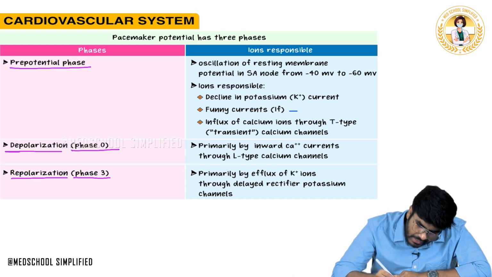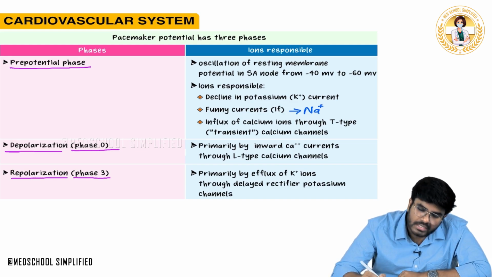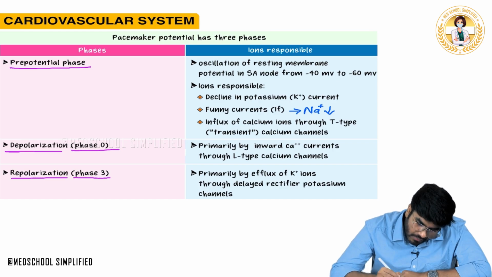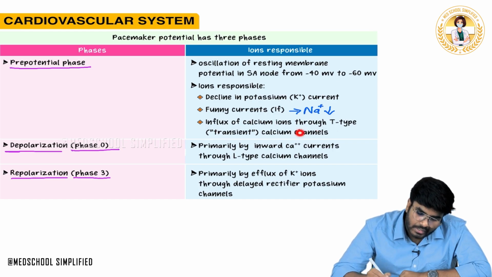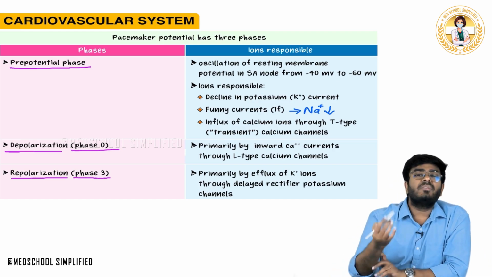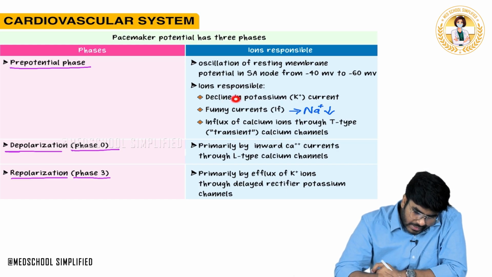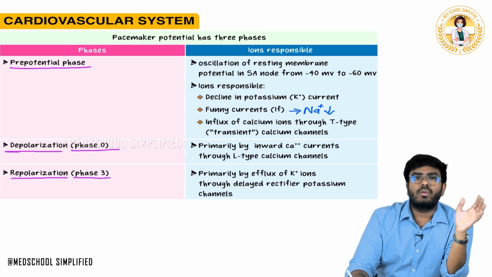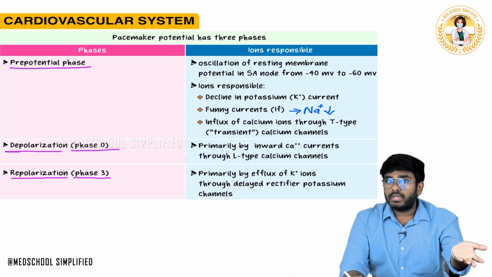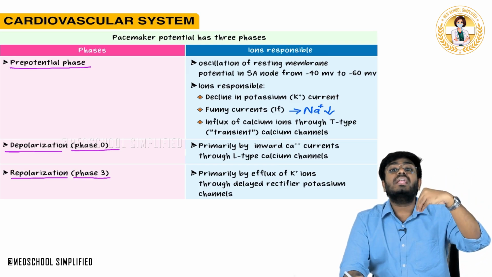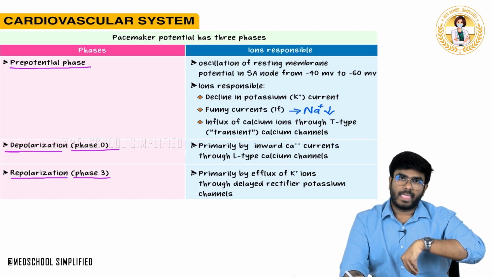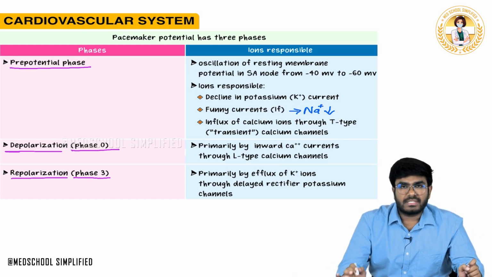This funny current is because of the entry of sodium ions into the cell, because of the influx of sodium, and also because of influx of calcium ions via transient calcium channels. Important point is, during this phase, potassium efflux also decreases. So there is a decline in potassium current. The potassium ions going out of the cell actually decrease. So positive charges are not going out; rather, now positive charges are coming in. Sodium is trickling into the cell. Calcium is trickling into the cell. So these are the events which happen in the prepotential.